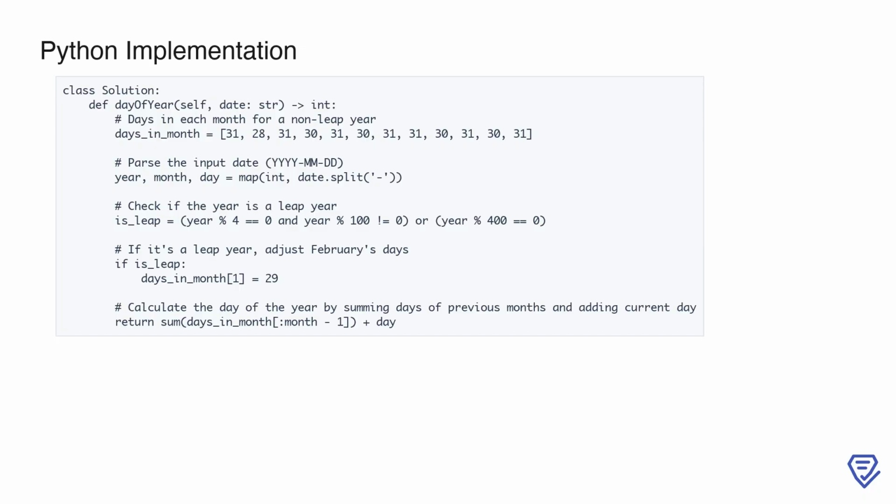To handle leap years, we check if the year satisfies the leap year conditions. A year is a leap year if it is divisible by 4 and not divisible by 100, unless it is also divisible by 400. If the year is a leap year, we update February's days in the days_in_month list to 29. Finally, we calculate the day of the year by summing the days of all months prior to the given month, using slicing in the sum function, and adding the day of the current month. The result is returned as the day of the year. This implementation is efficient and handles all edge cases, including leap years.